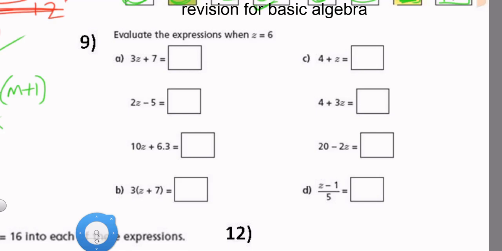Now we're going to do what's called substitution. Question 9. Question 9a. Let me just write that a little bit bigger. 3 times z plus 7. But I'm replacing the z with 6. So that would be 3 times, replace the z with 6, and then you get the plus 7. Use maths. 3 times 6 is 18, 18 plus the 7, 25.